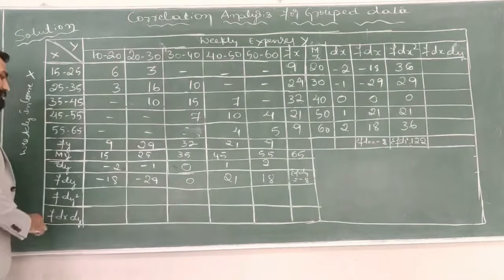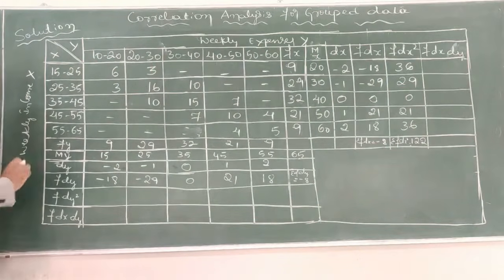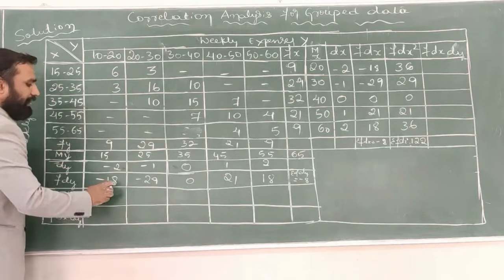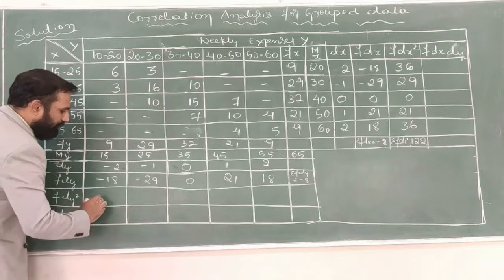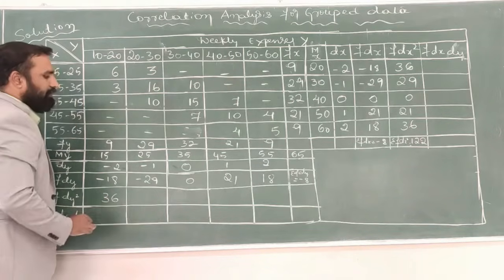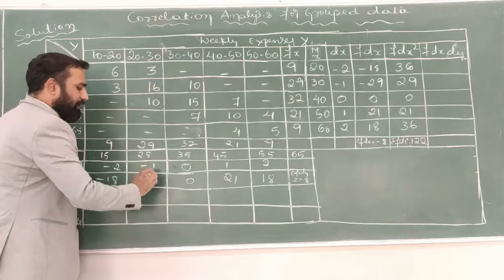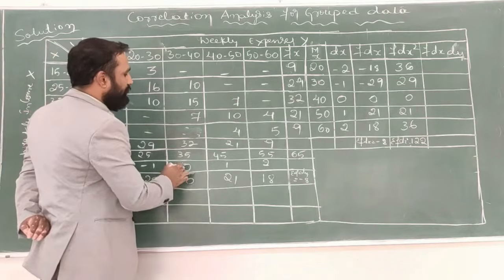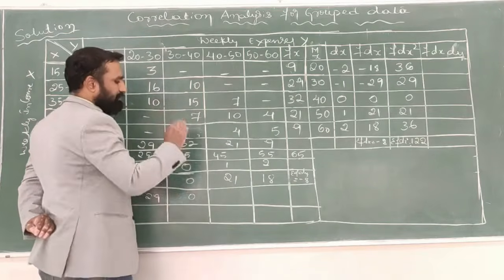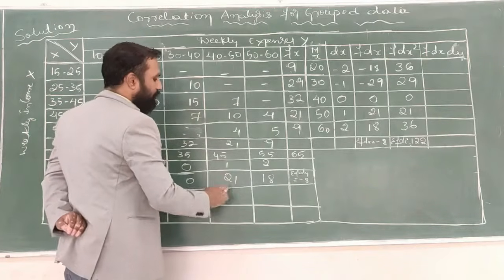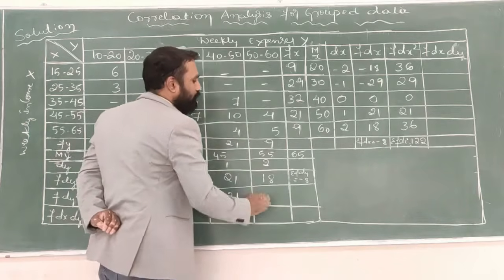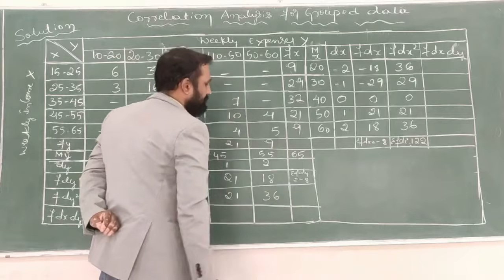Same as it is, we have to find f into dy square. How? F into dy means minus 18 into minus 2, the value is 36. The next minus 29 into minus 1, the value is 29. The next 0 into 0, the value is 0. The next 21 into 1, the value is 21. The next 18 into 2, the value is 36.